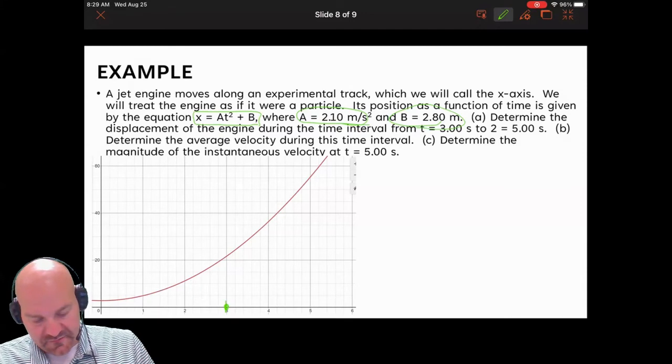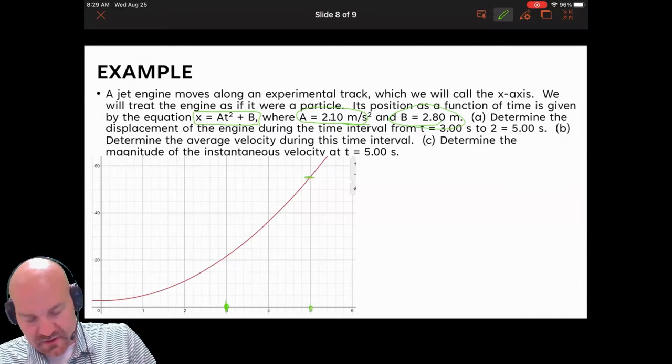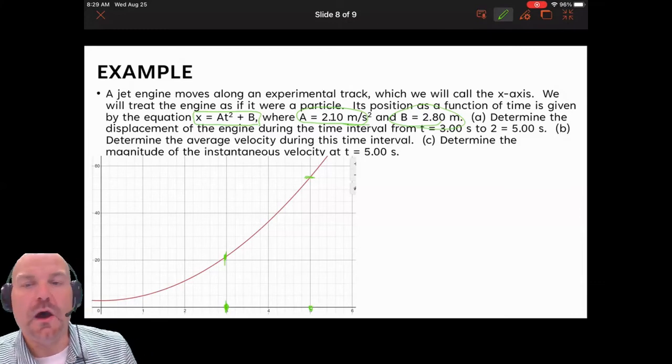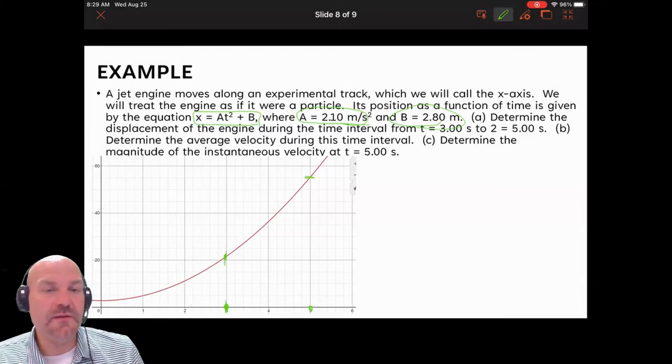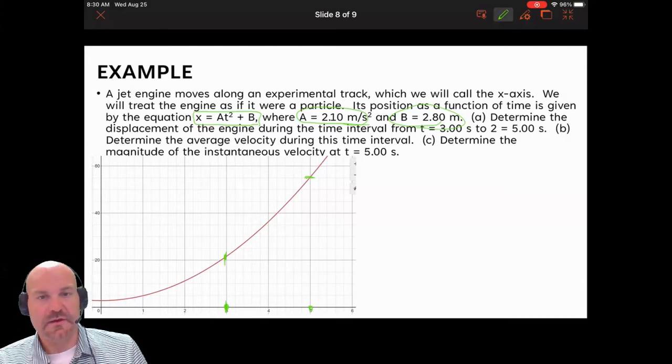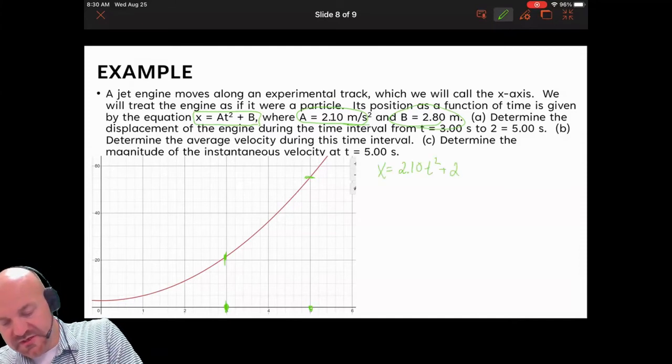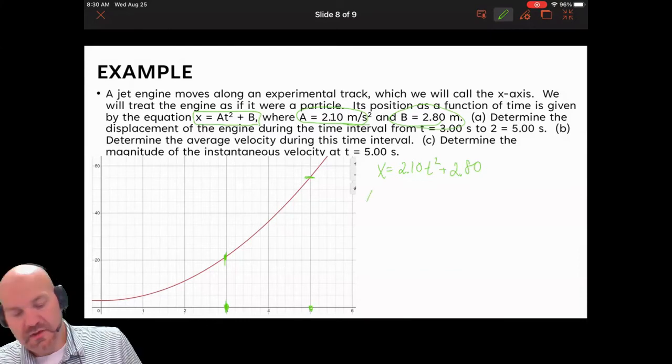And so if I'm looking at my graph, it's this point and this point, right? So that position versus that position. Determine the average velocity during this time, and then determine the magnitude of the instantaneous velocity at 5 seconds. Okay. So one thing we need to do is write our equation. It's going to be x = 2.10 t squared plus 2.80.